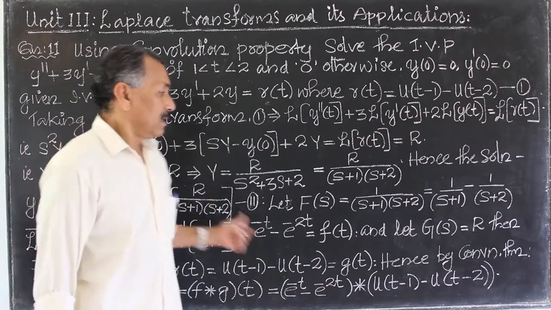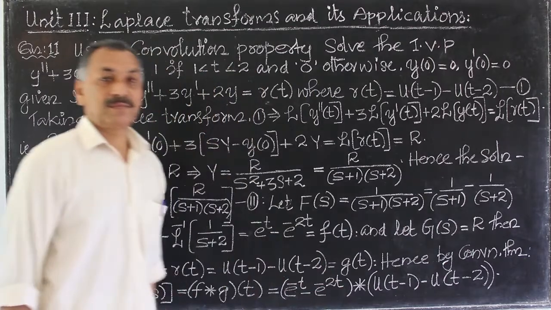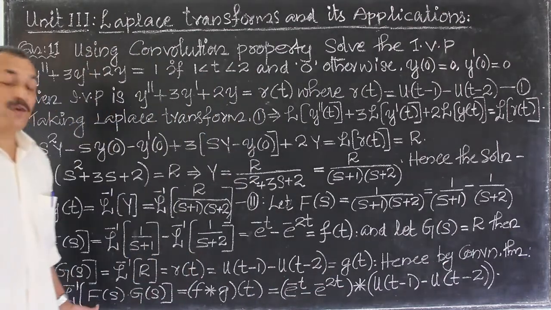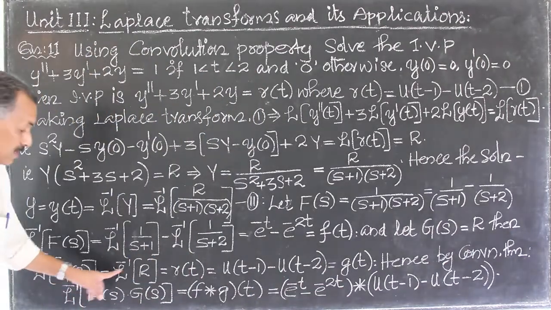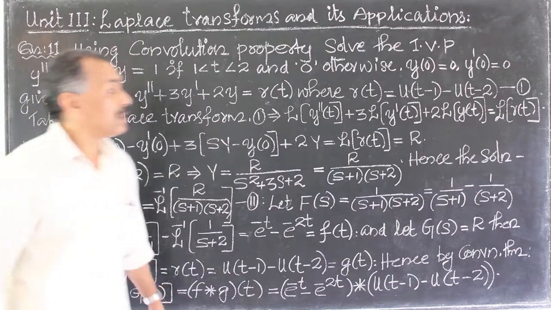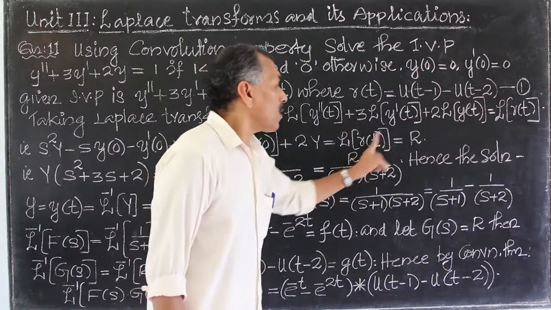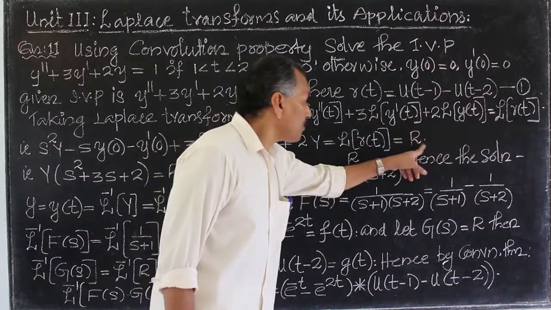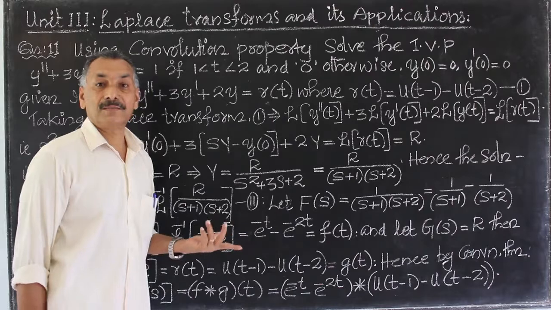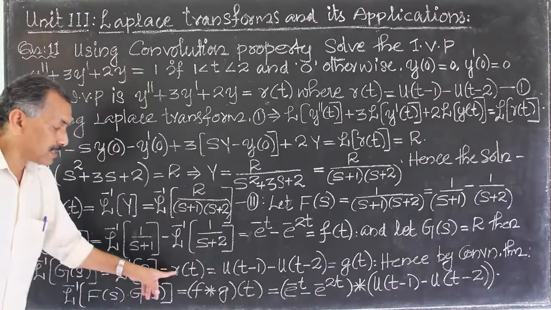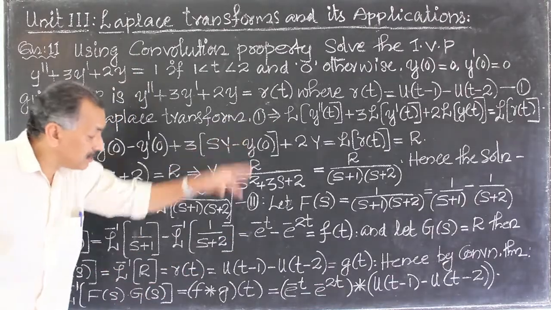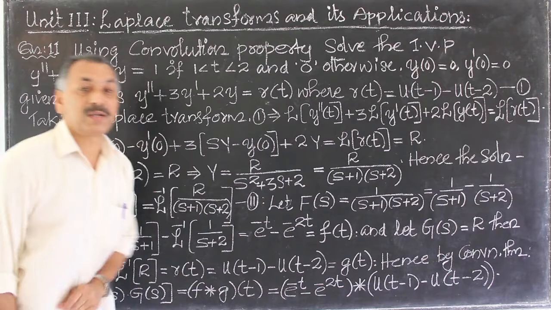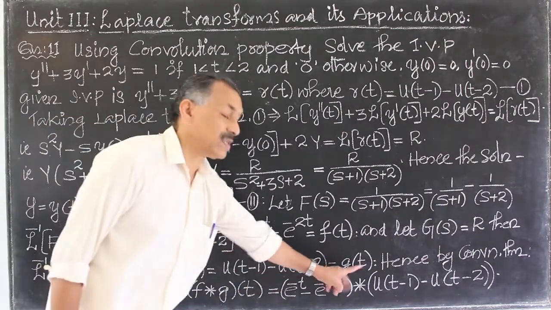Then G of s is equal to R. Then what is L inverse of G of s? L inverse of G of s is equal to L inverse of R, which is capital R, the L of R of t. Then L inverse of capital R is equal to small r, that is R of t. What is R of t? U of t minus 1 minus U of t minus 2. That is equal to G of t.